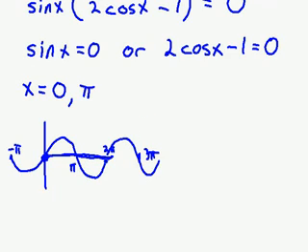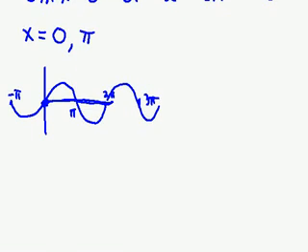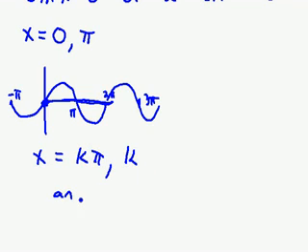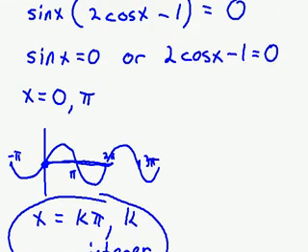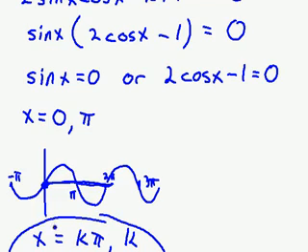So you could say that all the solutions for that first equation would be x equals some integer k times pi. So there's all the solutions for that first equation. Now what about the second equation? Let's go back up here.